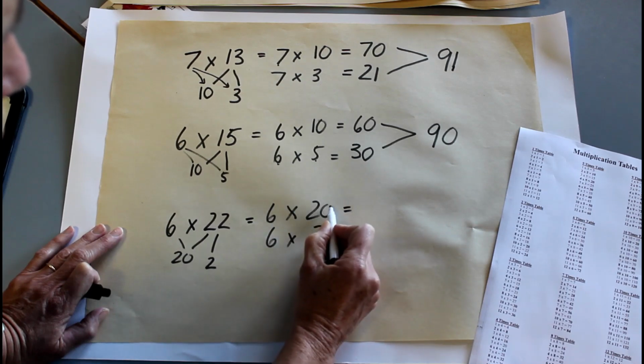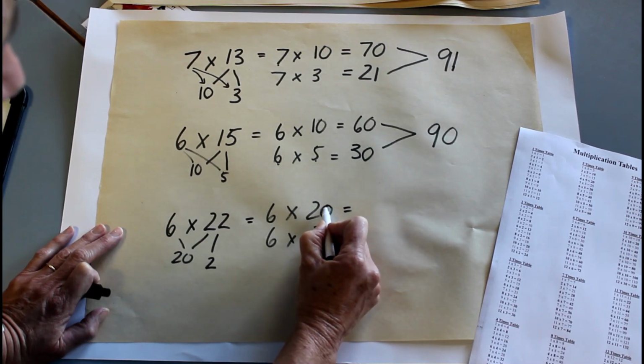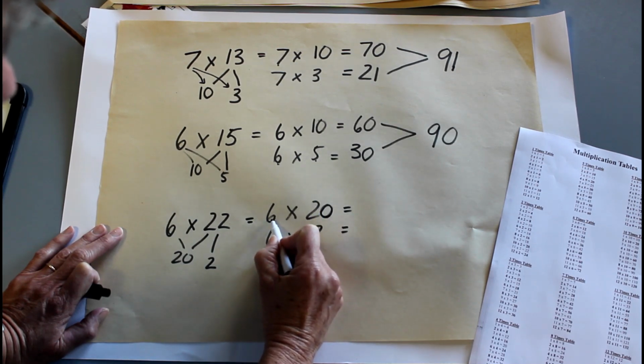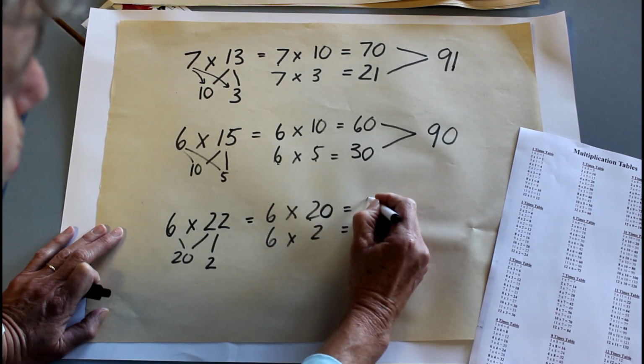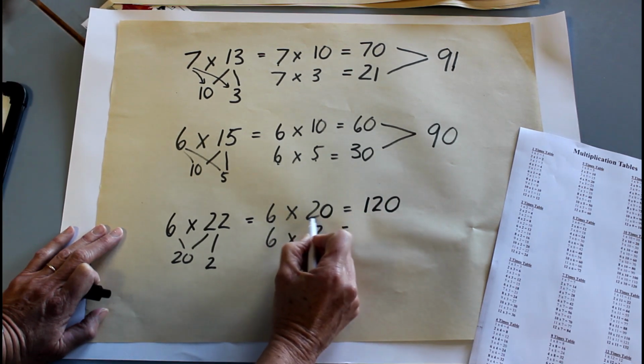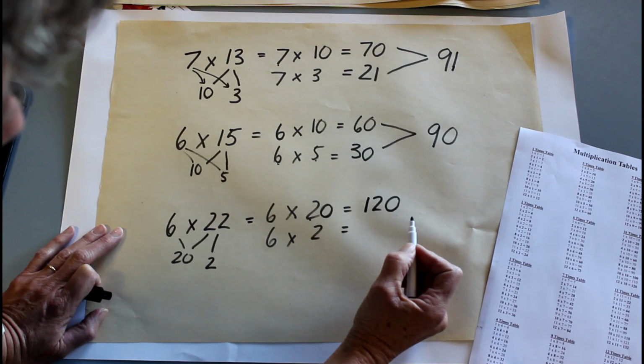Now, I know because this is now not 10, it is 2 lots of 10, so I'm going to go 6 2s. 6 2s are 12, and I'm going to put down my 0. I know that 6 20s are 120.